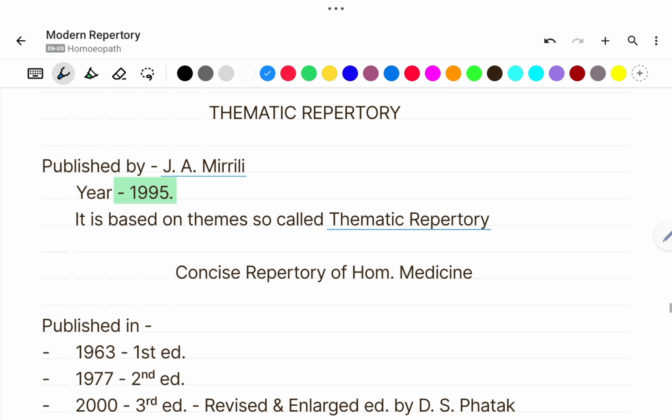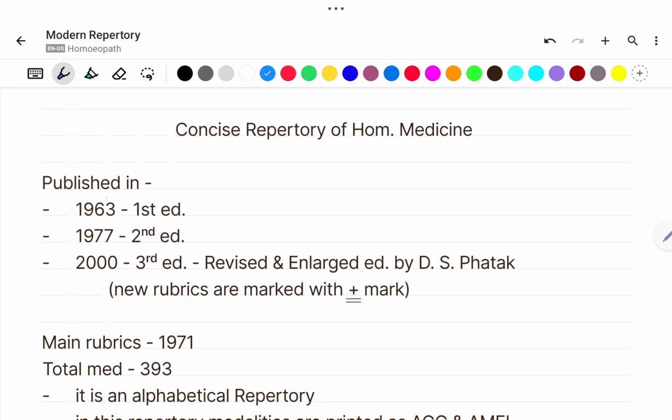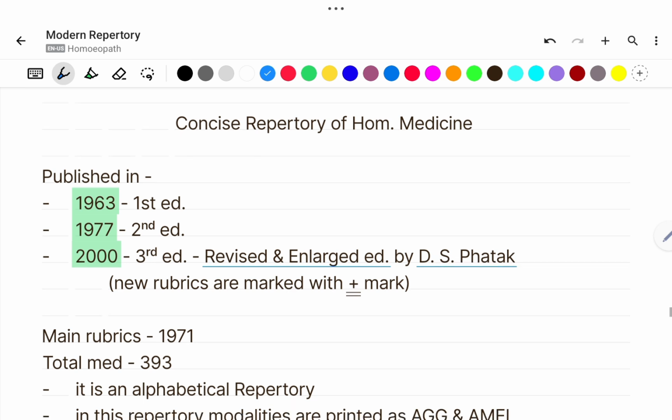Now our next repertory is Concise Repertory of Homeopathic Medicine, which came in three editions. First edition came in the year 1963, then second edition came in the year 1977, and third edition came in the year 2000. Third edition is also known as Revised and Enlarged Edition by D.S. Pathak.